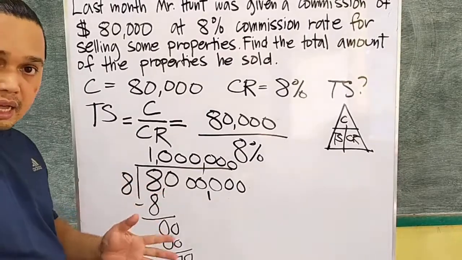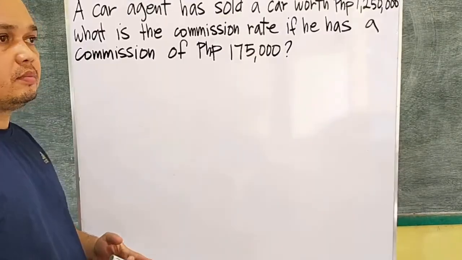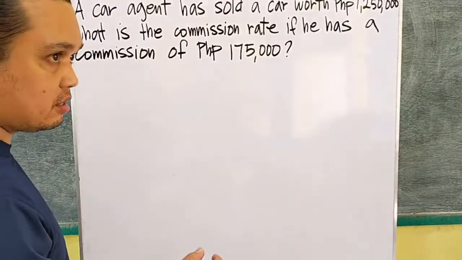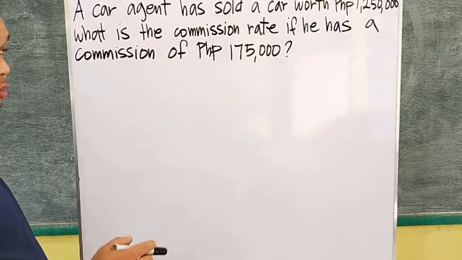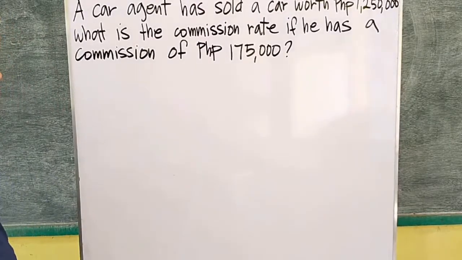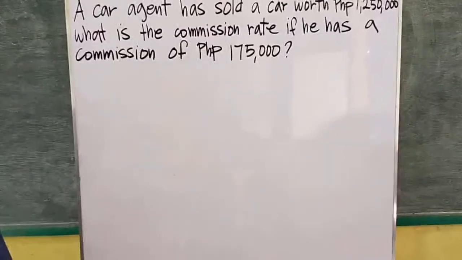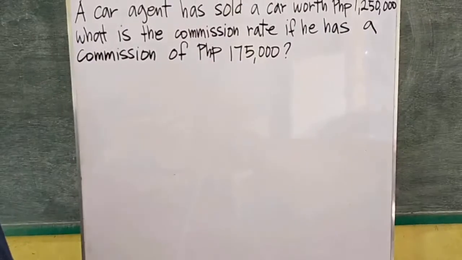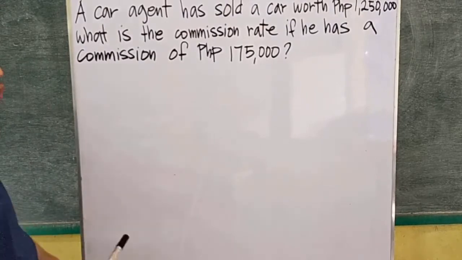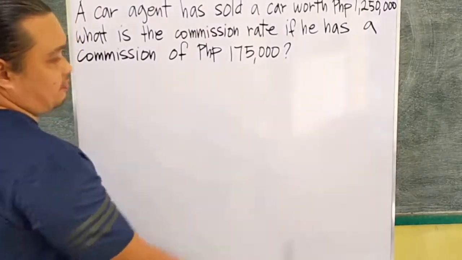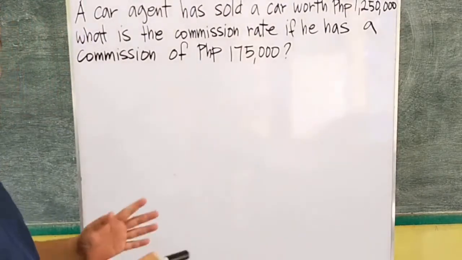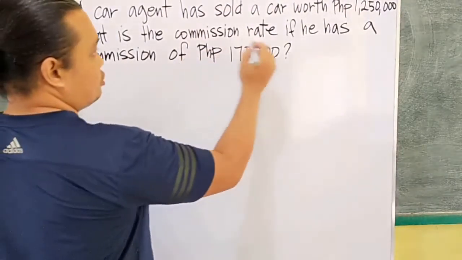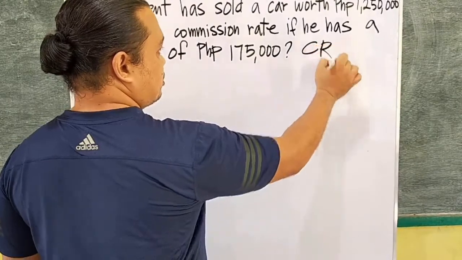So let's have one last example. Okay, for our last and final example then, let's read. A car agent has sold a car worth 1,250,000 Philippine pesos. Okay, PHP. What is the commission rate if he has a commission of 175,000 Philippine pesos? Okay. So this time we are looking for the commission rate, which is CR.